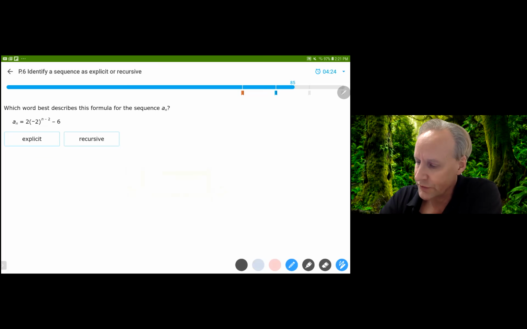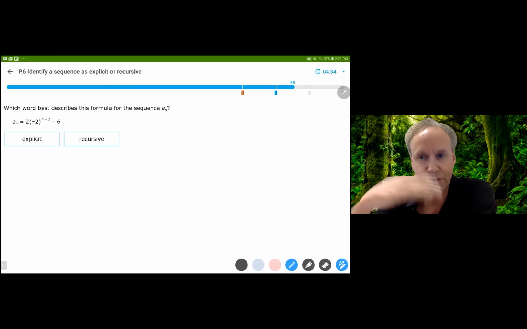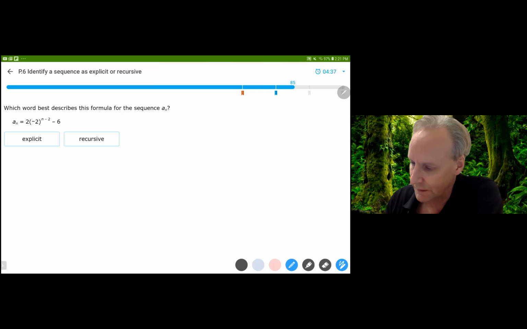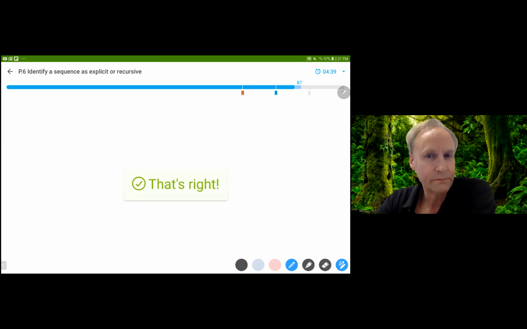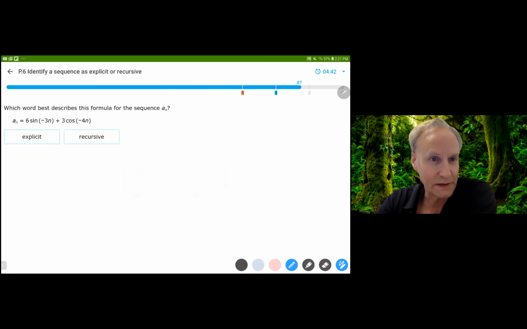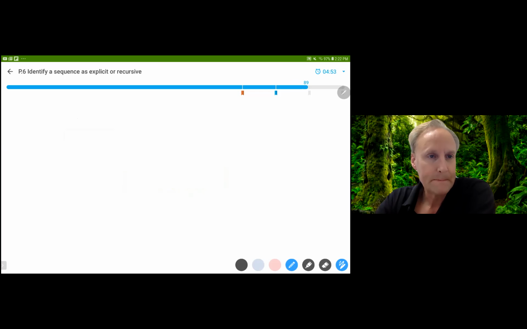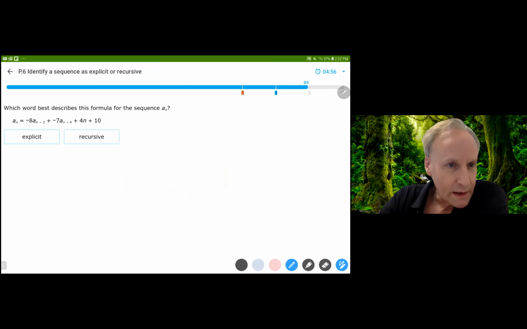This one has no former terms. And by the way, this is a geometric sequence, but it's an alternating geometric sequence because the negative is going to alternate between positive and negative numbers. And it is explicit. Don't be afraid of that n minus 2 or n minus 1. That isn't what counts. It's the fact that there's only n's involved and there are no a to the n's involved. That's explicit. And this one has two different values in it from before. So this is recursive.